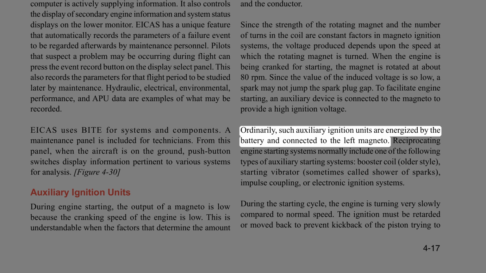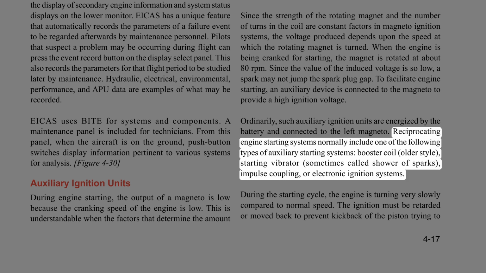Ordinarily, such auxiliary ignition units are energized by the battery and connected to the left magneto. Reciprocating engine starting systems normally include one of the following types of auxiliary starting systems: booster coil, older style, starting vibrator, sometimes called shower of sparks, impulse coupling, or electronic ignition systems.